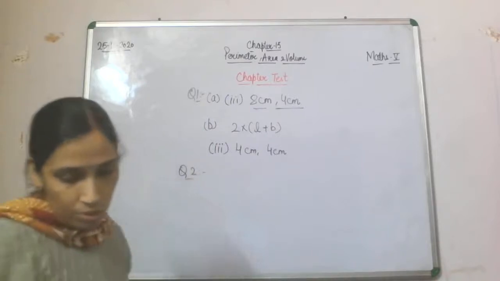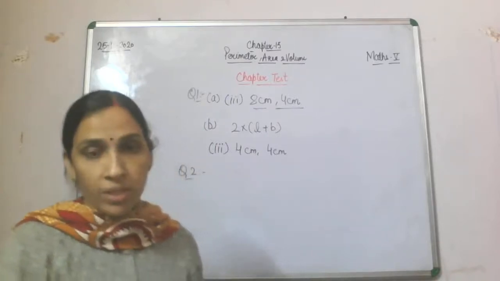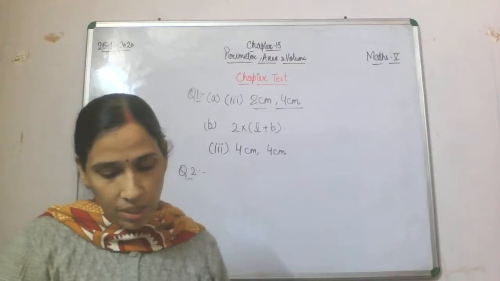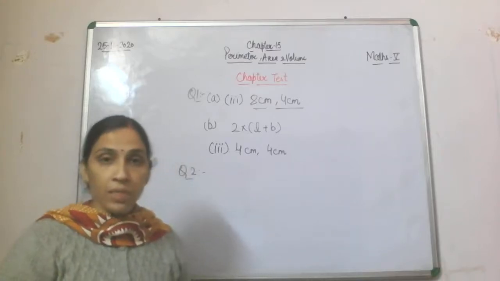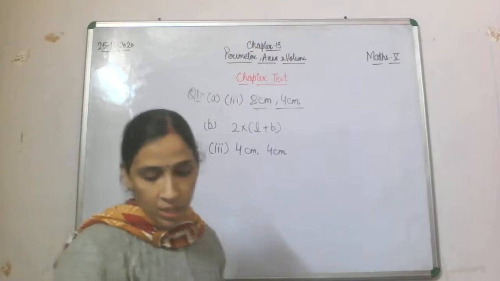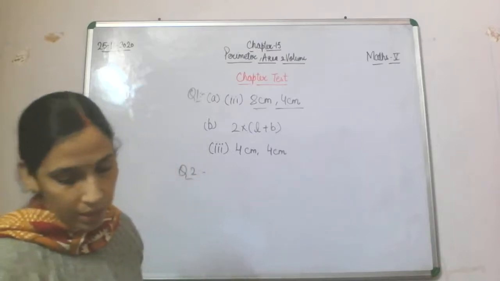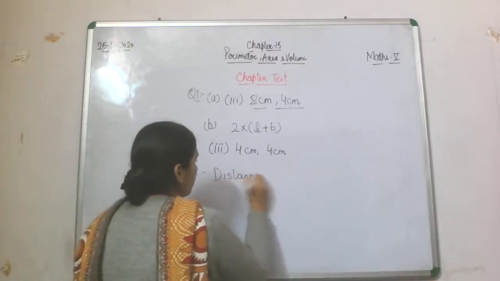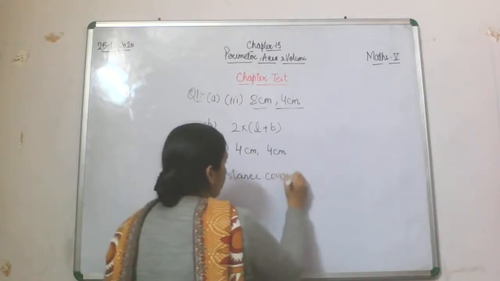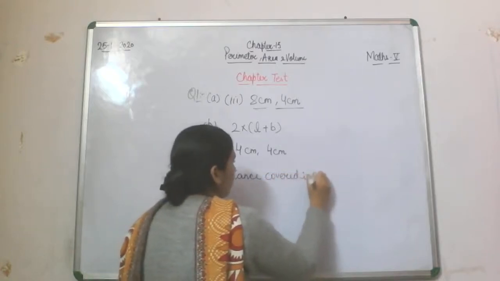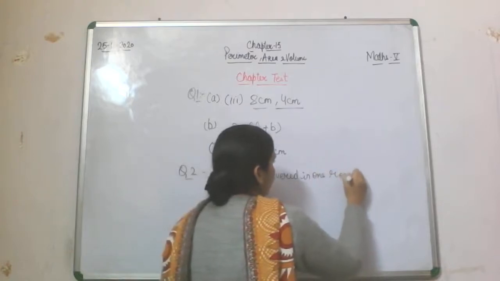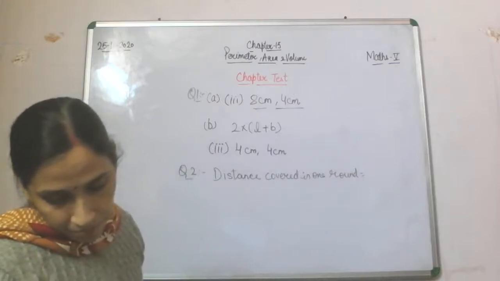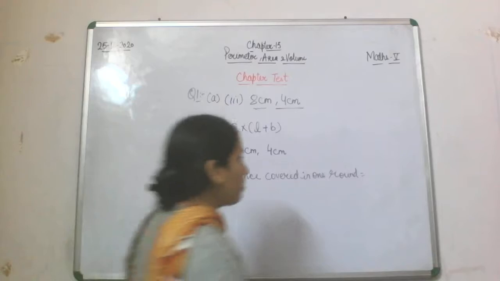Now question number 2. Radhika runs along this rectangular field. She takes 4 rounds. How much distance does she run? Again, a rectangular field is given to you. You will find the distance she covered in 4 rounds. First of all, the distance covered in one round, that is 80 meter multiplied by 42 meter.